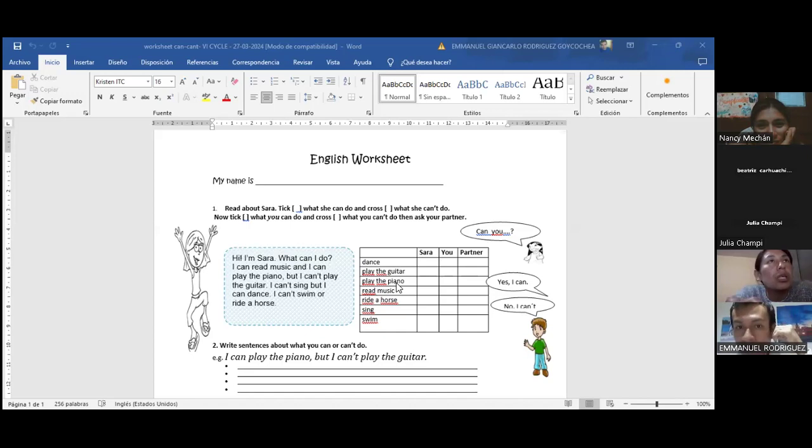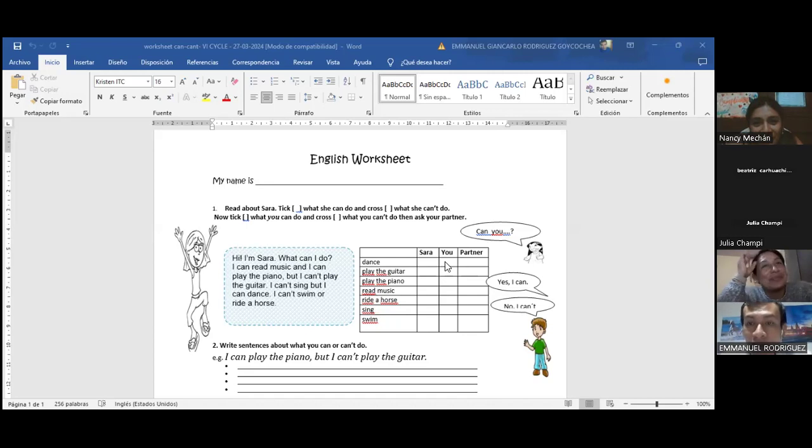You can read. ¿Puedes leer? Ok. Check. Continue. You can ride a horse. ¿Puedes cabalgar caballo? Yes or no? No, ok, cross. You can sing. ¿Puedes cantar? Ok, check. You can swing. ¿Puedes nadar? No, ok, and cross. Muy bien.